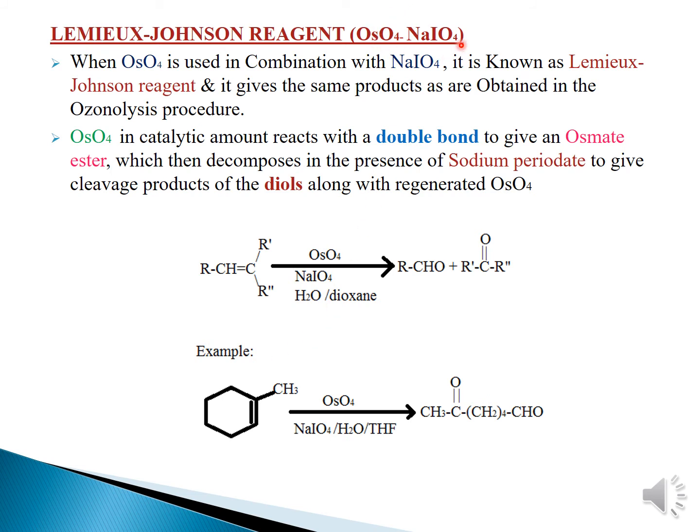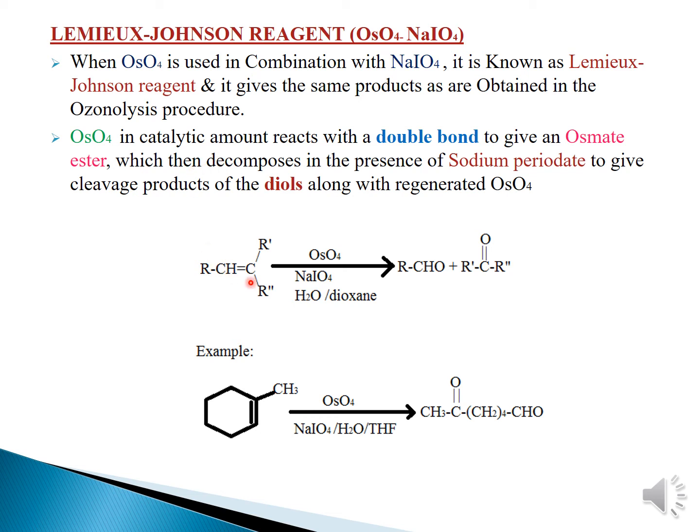It depends on the reaction condition again. Here, this reaction is known as, if this reagent is there, osmium tetroxide with sodium periodate, NaIO4. The combination of osmium tetroxide and NaIO4 is known as Lemieux-Johnson reagent, and here you will see the ozonolysis-type cleavage takes place.